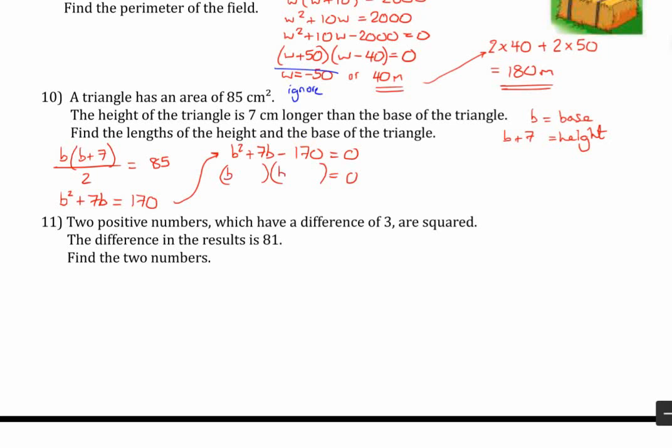Okay, so two numbers that times together to make 170, 17 and 10, and that would work here to give me a 7. So if I want to get a positive 7 from those numbers, I need to do a positive 17 minus 10. So that gives me a value for the base of negative 17 or positive 10. And it's got to be positive 10, hasn't it? We're going to ignore that one. It's not a possible length. Can't have negative length.